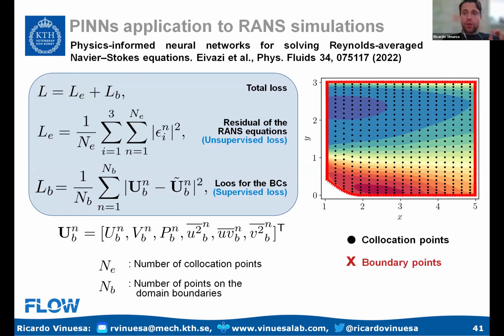The supervised loss is the deviation with respect to the values at the boundaries. The unsupervised loss is the residual of the governing equations, the 2D RANS equations for incompressible flow. The unknowns are all of these values: the mean velocities, U and V, the pressure, and the Reynolds stresses. So here we are solving for the Reynolds stresses without a model. We are just directly solving the RANS equations, taking advantage of the PINNs framework, the PINNs methodology.